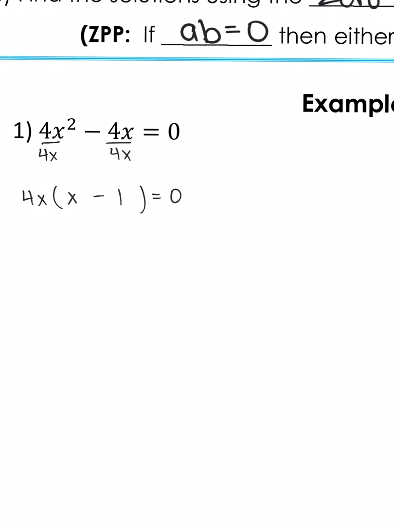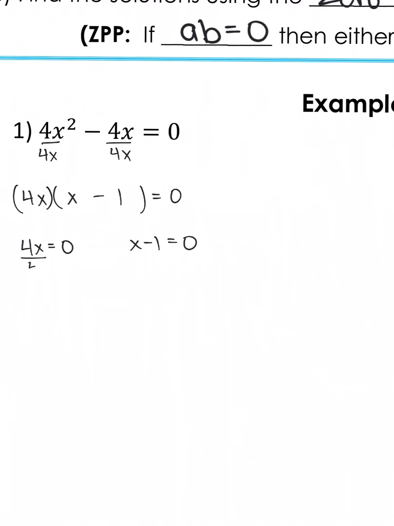Here's where I use my zero product property. I know I have two things being multiplied here. We don't usually write that 4x in parentheses, but I can. I know this is multiplication. I have two things that are being multiplied and they equal 0. That means either 4x has to equal 0 or x minus 1 has to equal 0. So essentially what we've done is we've taken this quadratic equation and we've turned it into two equations that we already know how to solve.